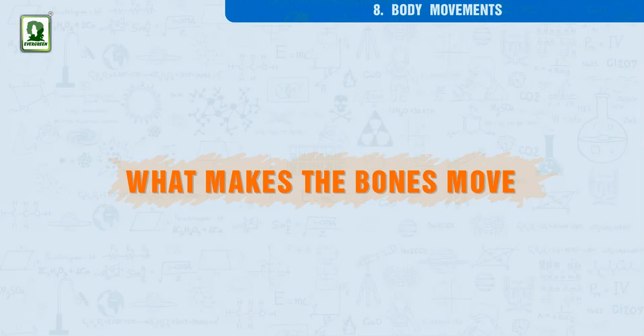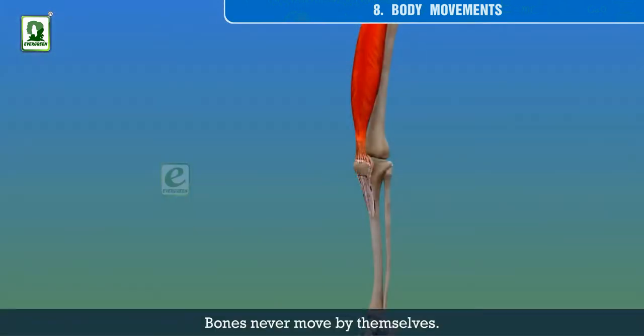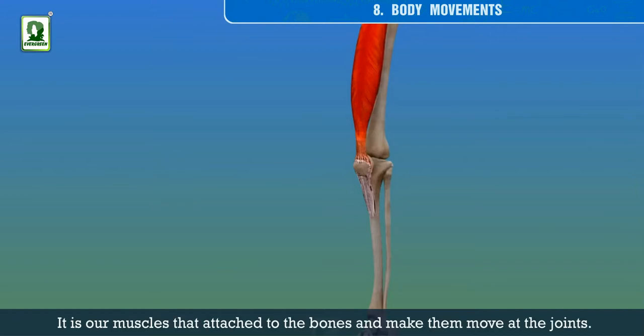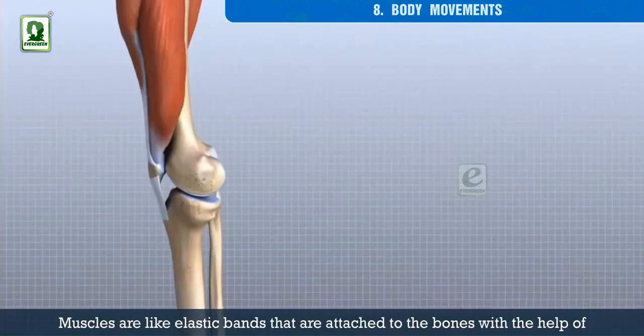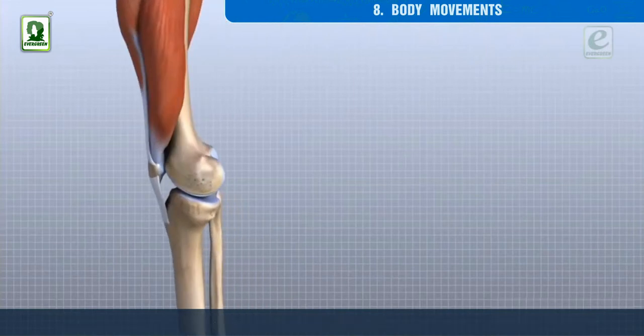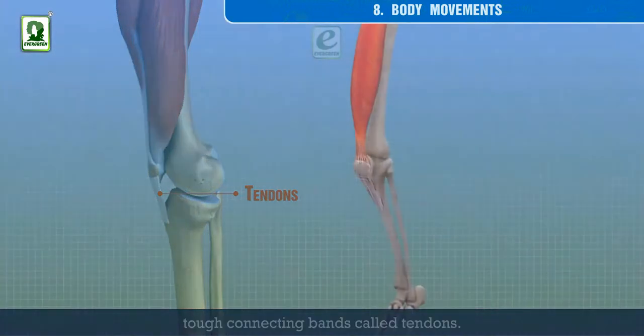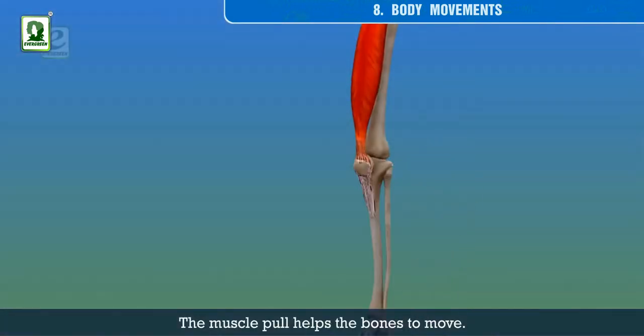What makes the bones move? How do our bones move? What makes the bones move? Bones never move by themselves. It is our muscles that are attached to the bones and make them move at the joints. Muscles are like elastic bands that are attached to the bones with the help of tough connecting bands called tendons. The muscle pull helps the bones to move.